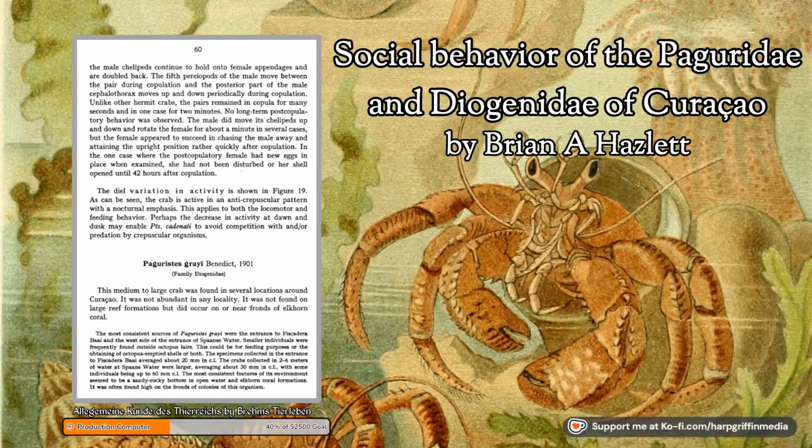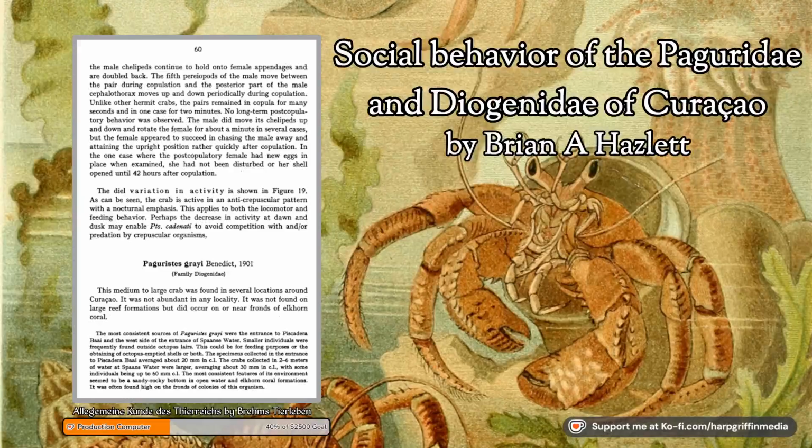Unlike other hermit crabs, the pairs remained in copula for many seconds, and in one case for 2 minutes. No long-term post-copulatory behavior was observed. The male did move its chelipeds up and down and rotate the female for about a minute in several cases, but the female appeared to succeed in chasing the male away and attaining the upright position rather quickly after copulation. In the one case where the post-copulatory female had new eggs in place when examined, she had not been disturbed or her shell opened until 42 hours after copulation.